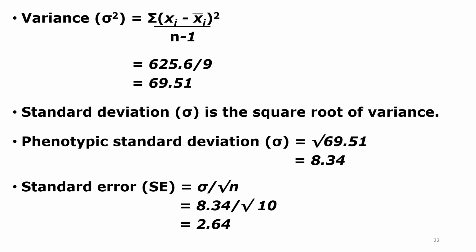We can also estimate the standard deviation, which is the square root of the variance. So the phenotypic standard deviation is the square root of 69.51, which is 8.34. And then we can also estimate the standard error using the phenotypic standard deviation divided by the square root of n. The answer is 2.64.